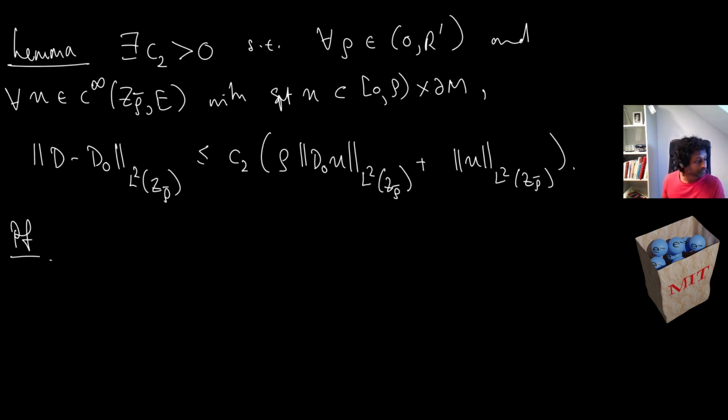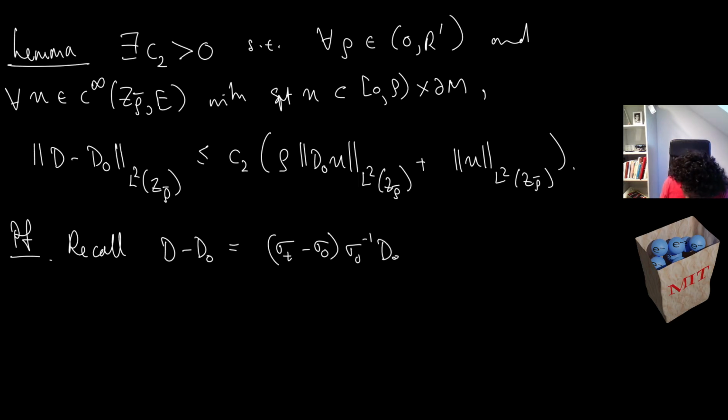So how do we prove this? Recall that D minus D naught is equal to sigma t minus sigma naught, sigma naught inverse D naught, plus sigma t R t, right? This is from the operator reduction lemma. Given the adapted operator A, we get a D naught, and from that we have some remainder terms, and we can compute this.